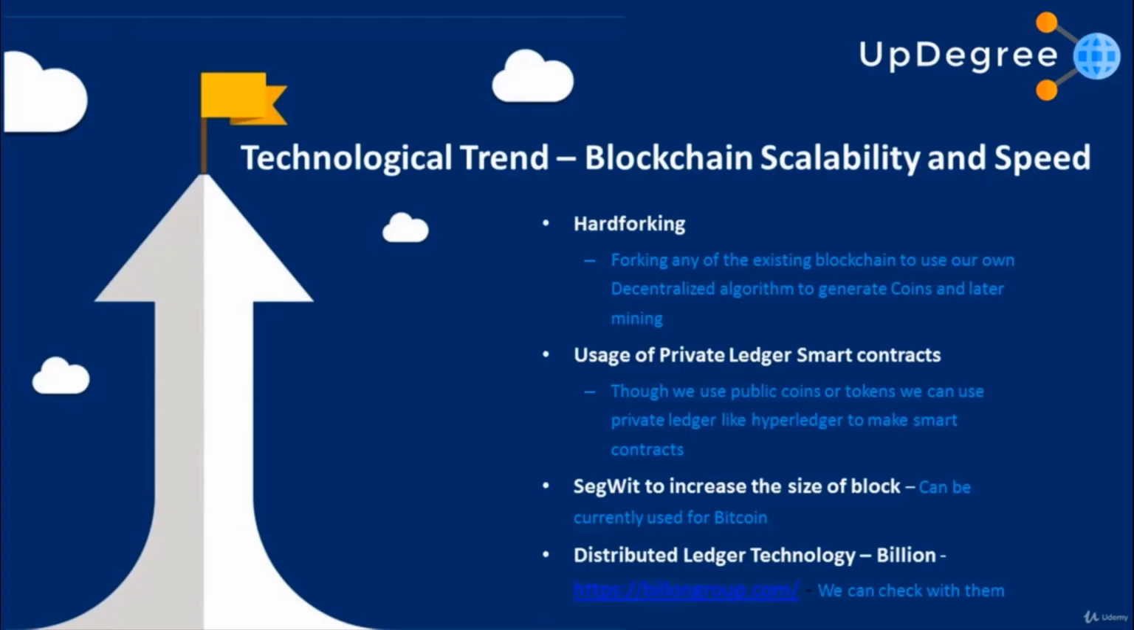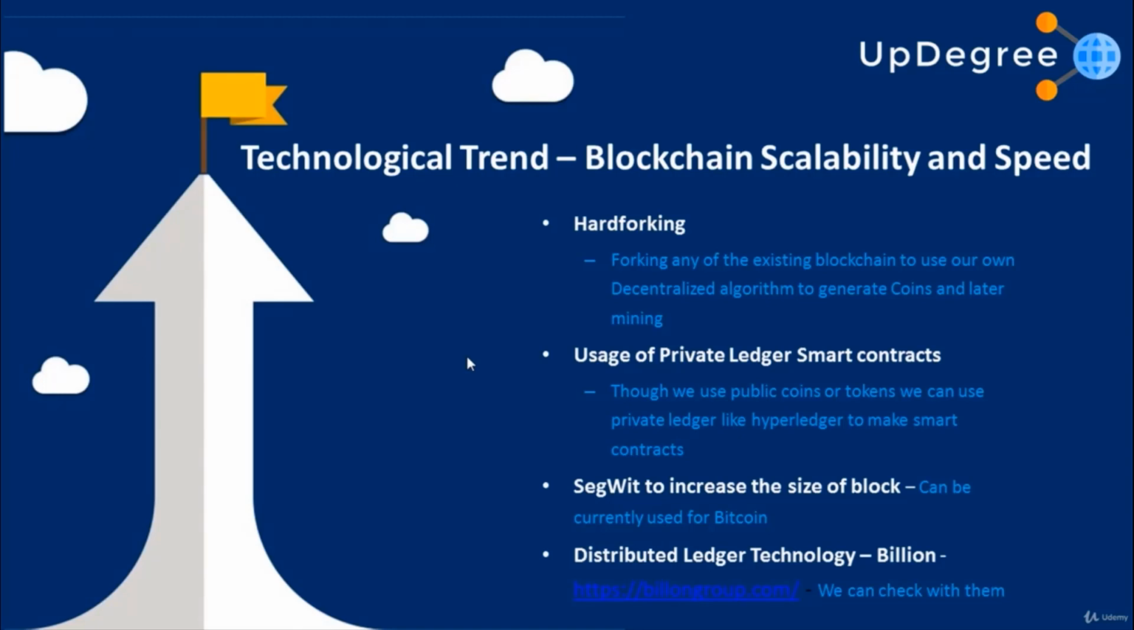So one technology trend is blockchain scalability and speed, because you have seen Bitcoin can do a transaction every 10 minutes. But scalability is important and speed is also important. So hard forking is one great approach. This is one platform which is using its own distributed decentralized algorithm to generate coins and later mining. Then you have private ledger smart contracts. The private ledger, like Hyperledger, will actually help to increase speed for smart contracts. Then SegWit is a kind of fork from Bitcoin, and that is basically increasing the size of the block.